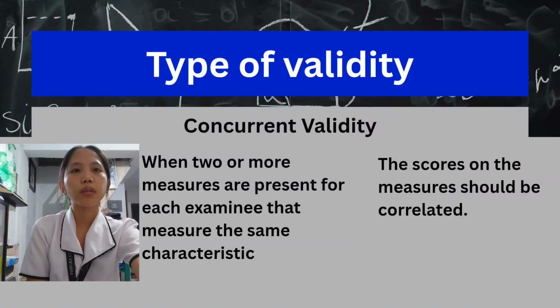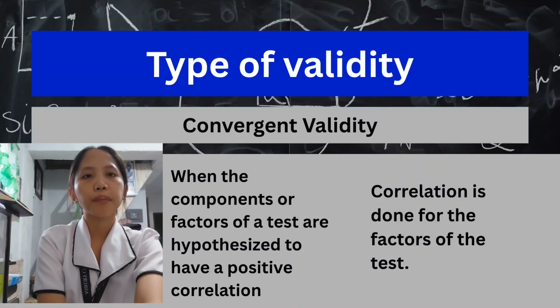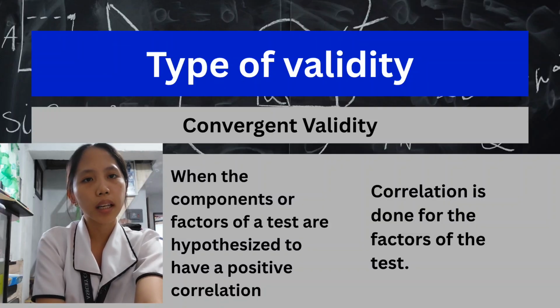So, next one, we also have the convergent validity. And convergent validity, it means na i-check naman natin whether the different parts or factors of a test are related to each other in the way we expect them to be. Let's have an example. Gumawa tayo ng isang test para masukat ang English language ability. So, meron tayong different factors like vocabulary, reading comprehension, and grammar.